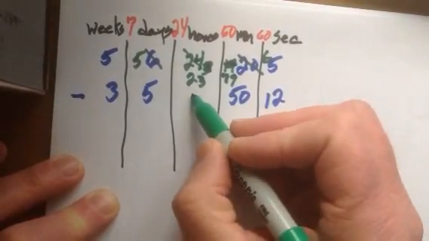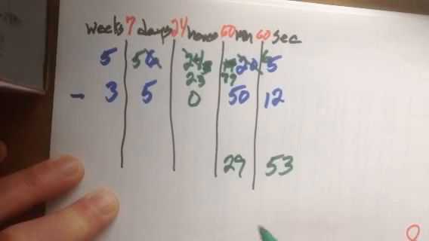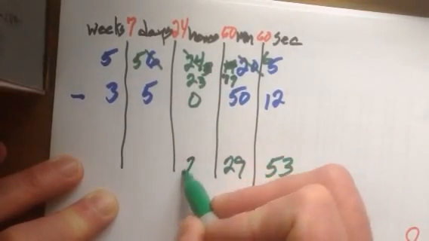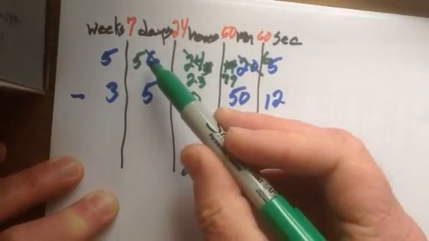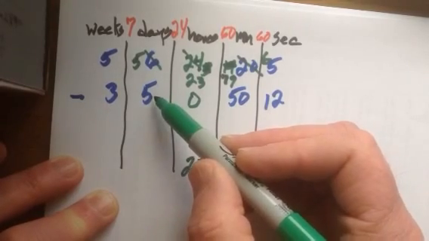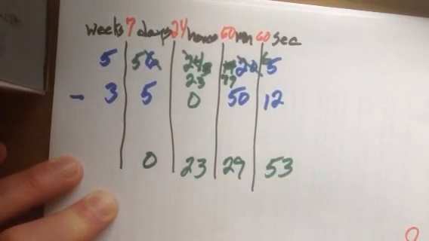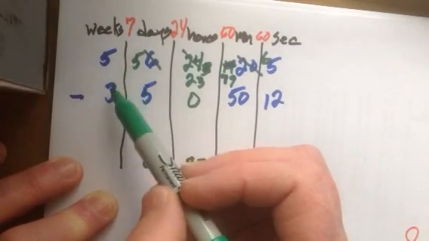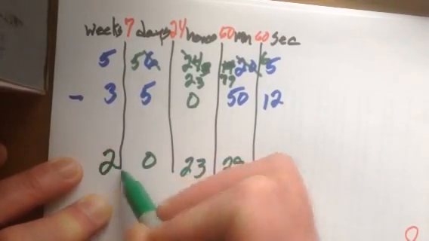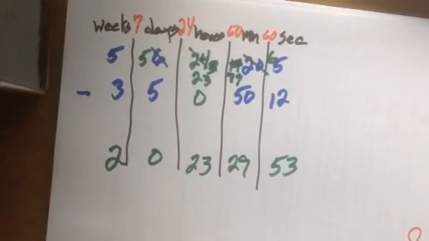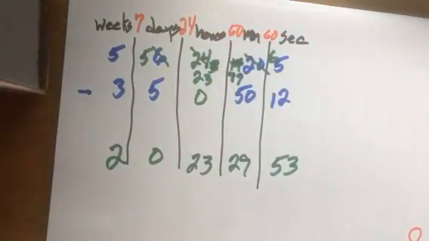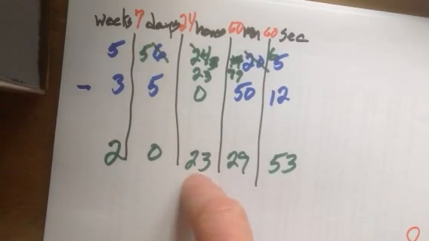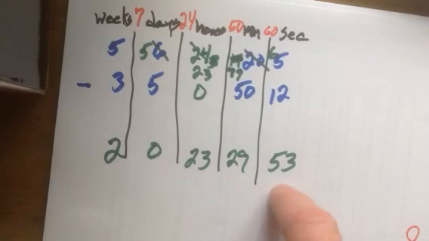Now we need to assume there's a 0 there because there was nothing mentioned about hours. So now we just bring down the 23 hours from above. Now we've got 5 days, subtract 5 days, and that gives us 0 days. And we have 5 weeks, subtract 3 weeks, that gives us 2 weeks. So here you can see we actually moved an empty column from hours into days. And our solution then for 9.4.49 is 2 weeks, 23 hours, 29 minutes, and 53 seconds.